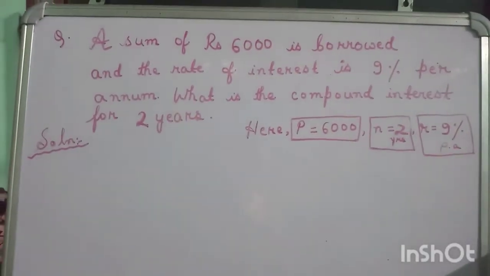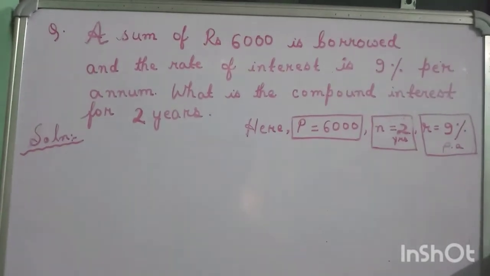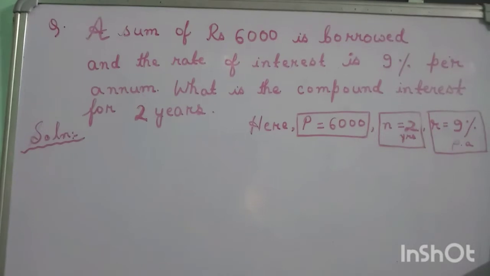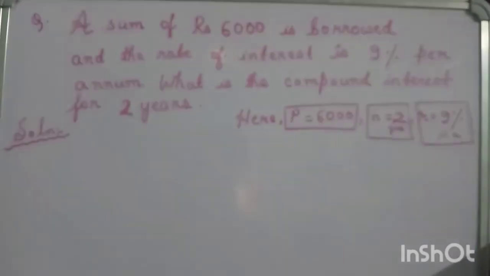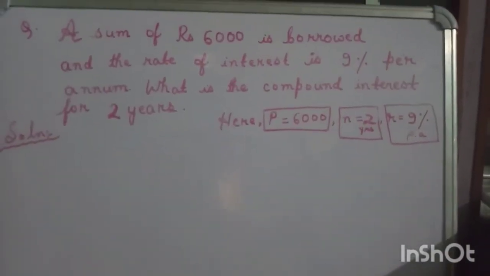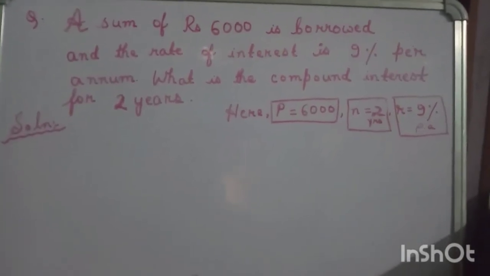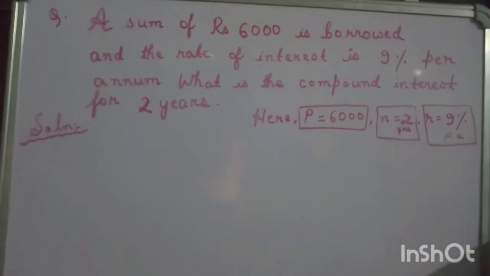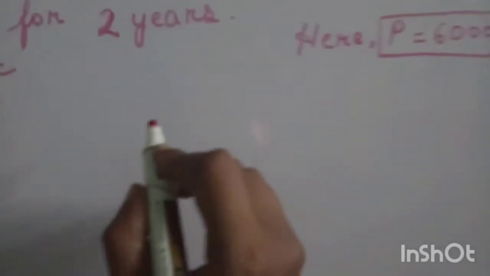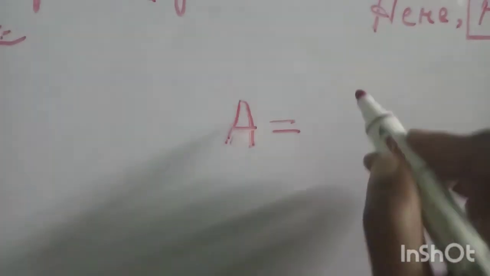So here is a question for compound interest. A sum of rupees 6,000 is borrowed and the rate of interest is 9% per annum. What is the compound interest for 2 years? So here P is equal to 6,000, n is equal to 2 years, and rate is equal to 9% per annum. Now first we will have to find the amount, so let's first find the amount.